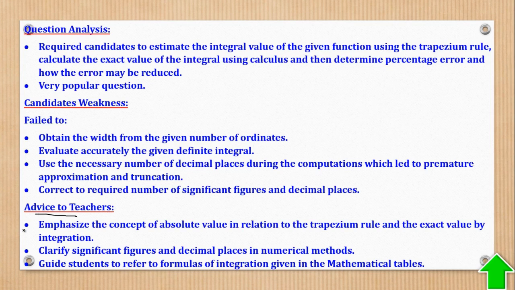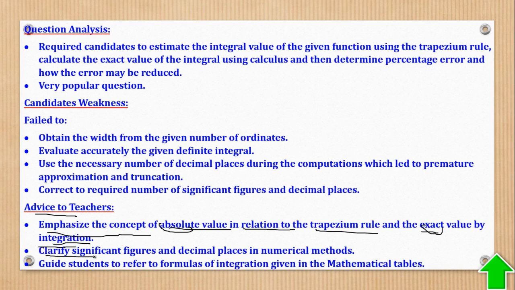Then advice to teachers: teachers should emphasize the concept of absolute value in relation to the trapezium rule and the exact value by integration. So in this topic, the approximate value is the one got by the trapezium rule, so this has to be absolute approximate, and the exact value is the one got by integration.